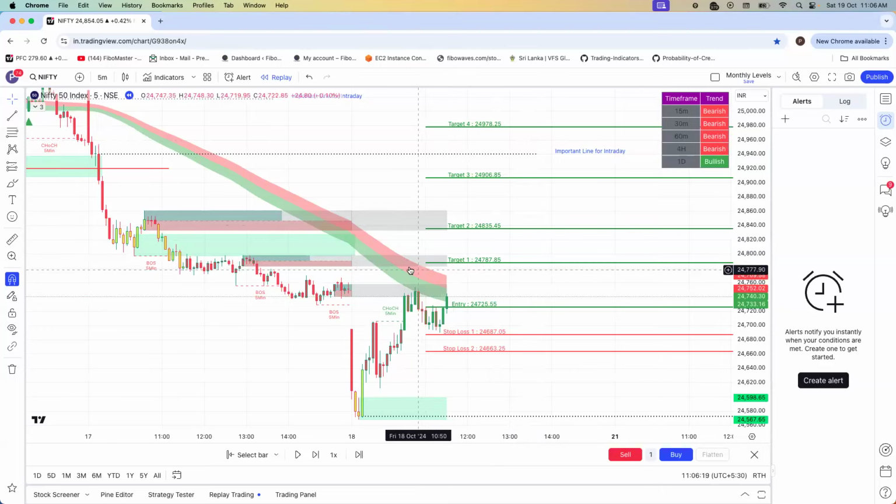When you see a red candle, red cloud on the top and green on the bottom, you can expect a target of 2 levels only. And if the green is on the top and red is on the bottom, you can expect target 5 and more. So which is stronger?